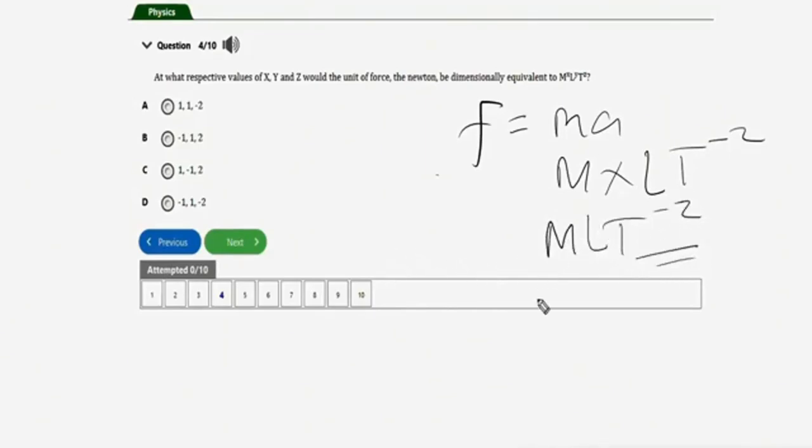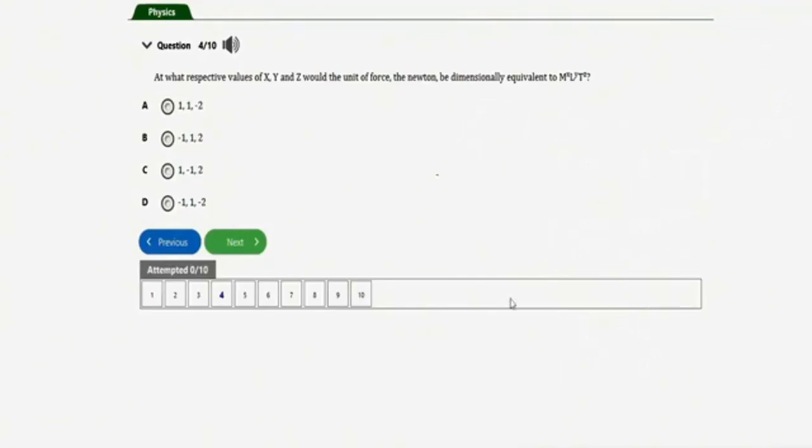So for what we have here, the power of the M is 1, the power of the L is 1, the power of the T is negative 2. So you can now decode the answer. The correct option is what? Option A. Alright, so that's it for this question. Let's wipe this now and solve the next repeated question. Okay, so the next repeated question will be this question.